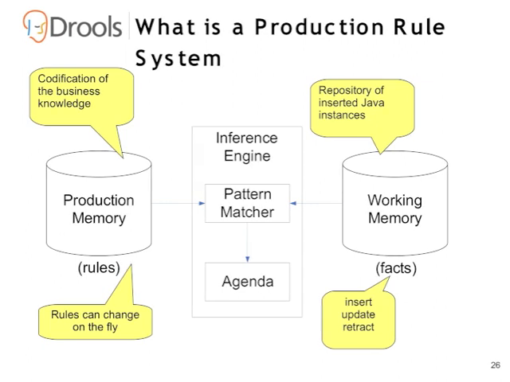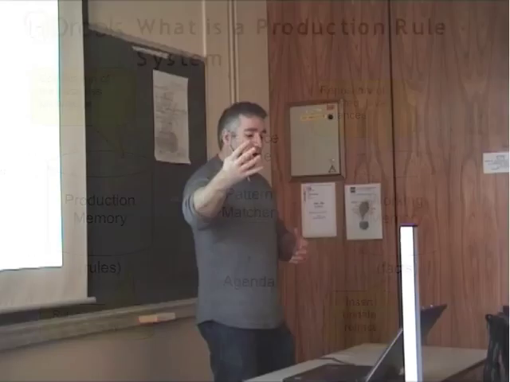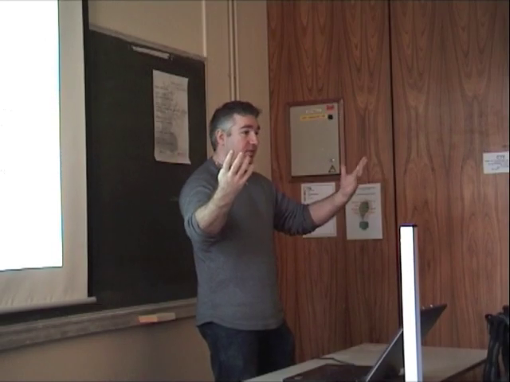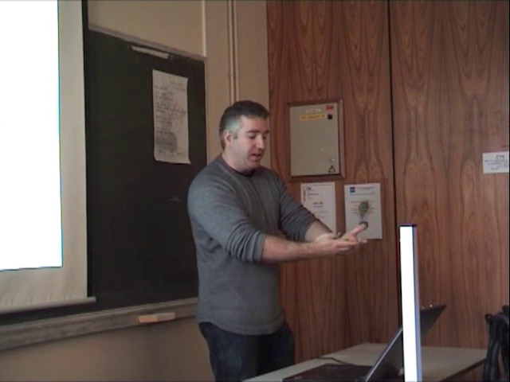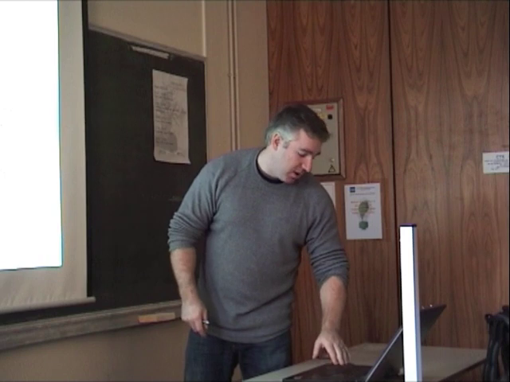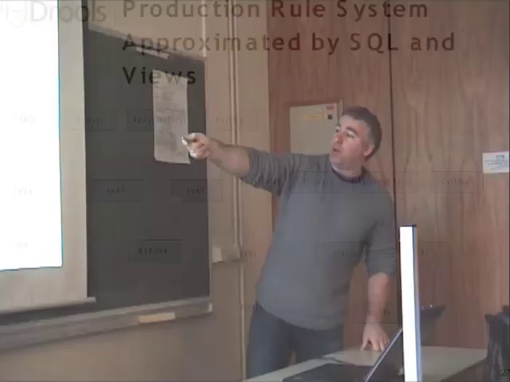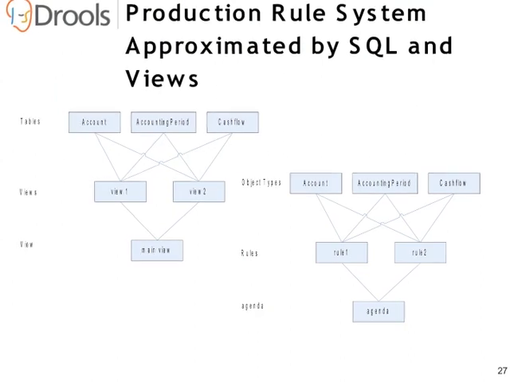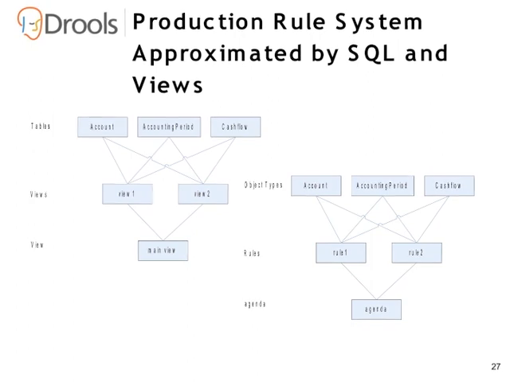You have your working memory, that's like your tables. And you insert, update, retract into your tables. Then there is a process which takes the tables and the rules and then combines them together to create an agenda, which I'm going to show in a second. That's basically how a view would work to materialize the rows in the view from your tables. So, table, table, table, object type, object type, object type. 2 views, 2 rules.